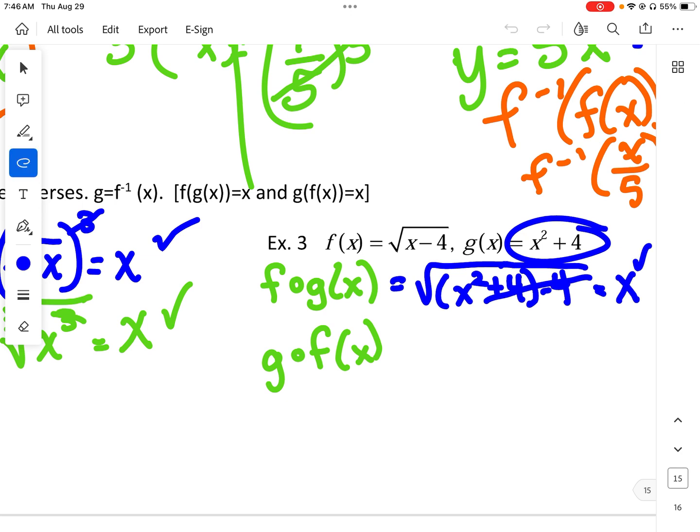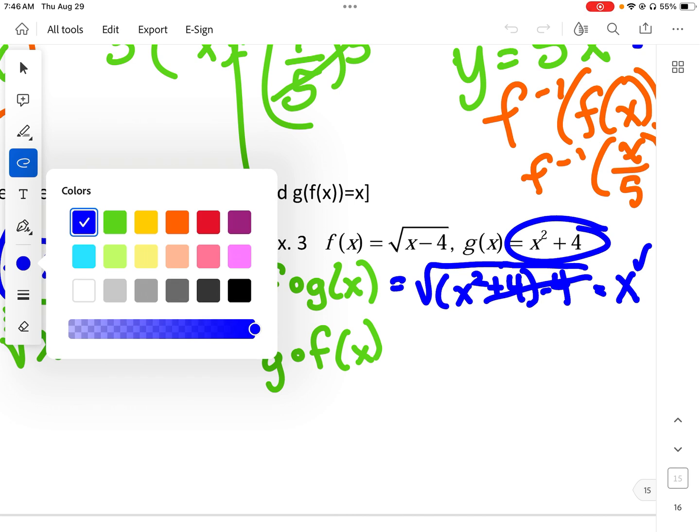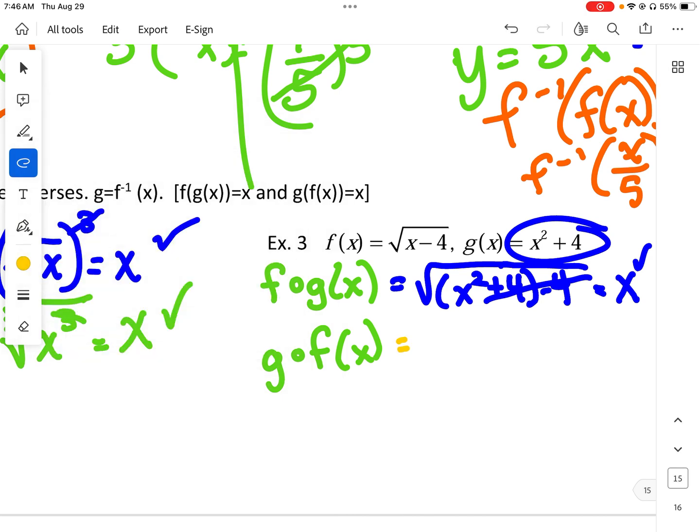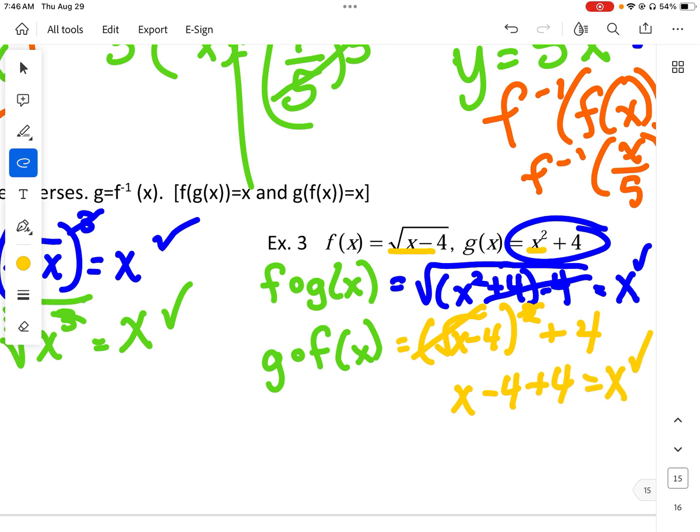So let's go to the other one. So then I'm going to plug this in for the x now. So square root of x minus 4, squared, plus 4. Whenever you square root and square, those are inverses of each other. So that is x minus 4 plus 4, which equals x. So that proves that they are inverses of each other.